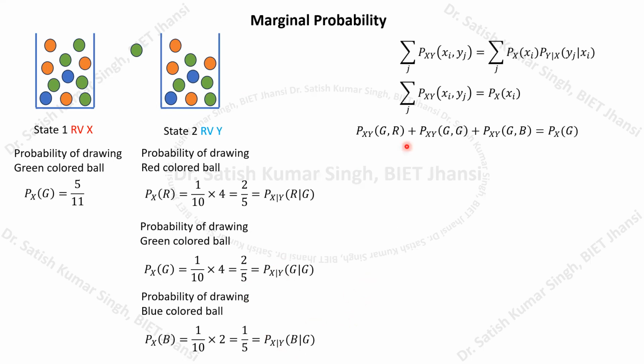So I can expand this summation, and it can be written as the joint probability that in the first draw I get a green ball and in succession I get a red ball, plus the probability that the first ball is green and the second ball is green, plus again the first ball is green and the second ball is a blue ball. That probability equals the probability that the first drawn ball was a green ball. So this is the meaning of this expression.